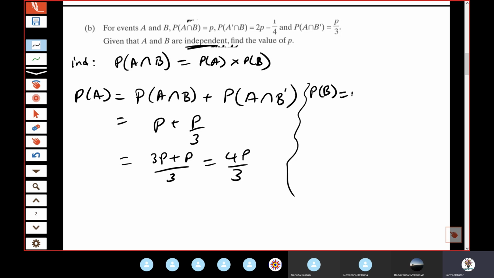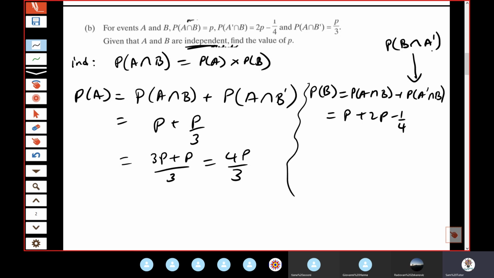Next one, the probability of B is the probability of A and B plus the probability of B but not A. In other words, it's that one. So that becomes P plus 2P minus a quarter. By the way, some students don't know this, but you can write this one as the probability of B and not A. It doesn't matter, because it's still an "and". So the probability of B and not A, or the probability of not A and B, that's the same thing. All right, where was I? This becomes 3P minus a quarter. Again, up to you. I didn't make it a common denominator before, but I'll do it this time. 12P minus 1 on 4. Any questions at this stage?